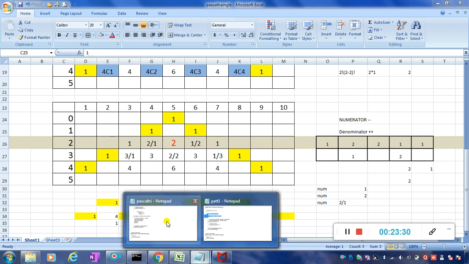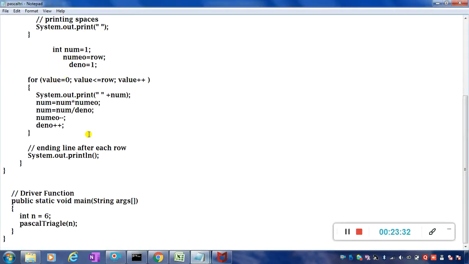Then try this program. Please type this program on your own and execute it, and then you can debug this program, or you can see the flow of how the controls are working and all.